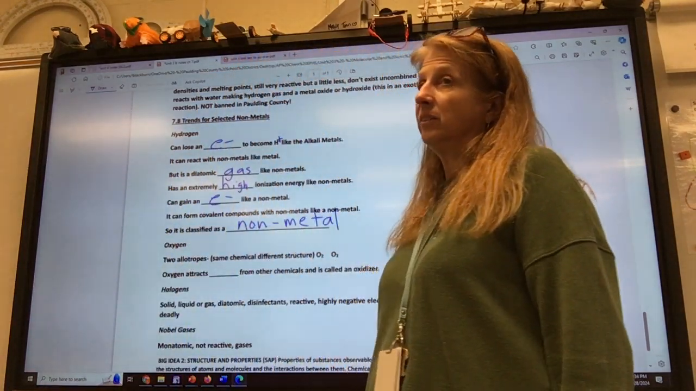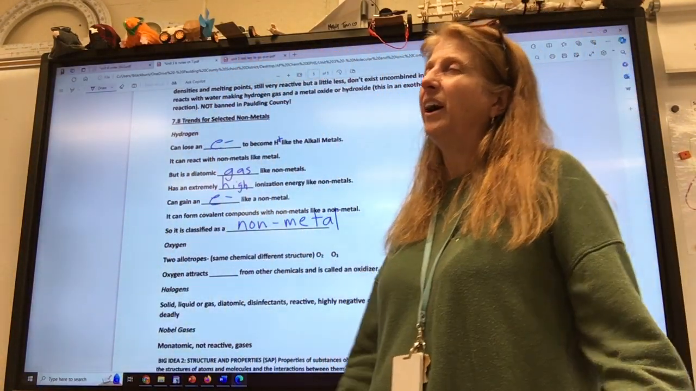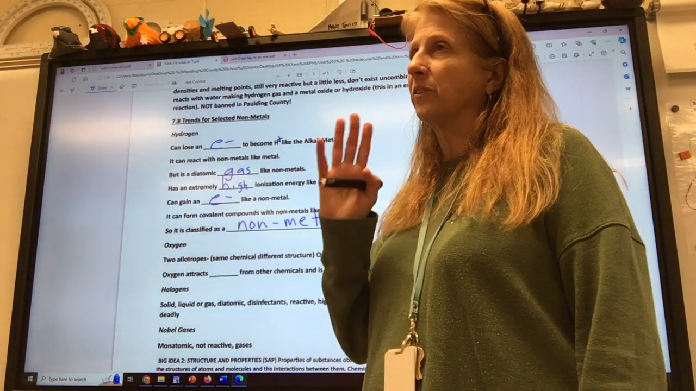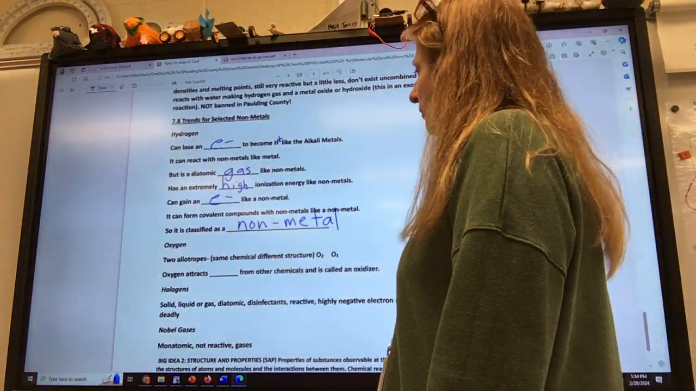And I didn't know that until I read the book. I just heard, well, it's kind of weird. I never knew that it was officially classified as a nonmetal.